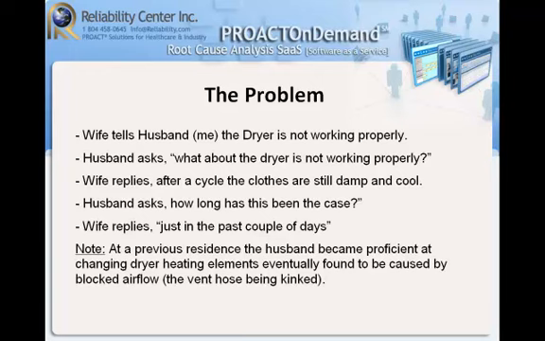As a note, and where my mind is: at a previous residence, I became proficient at changing dryer heating elements, because I eventually found that the need to replace those elements was caused by blocked airflow or the vent in the back being kinked. So keep that in mind as I'm going through this.